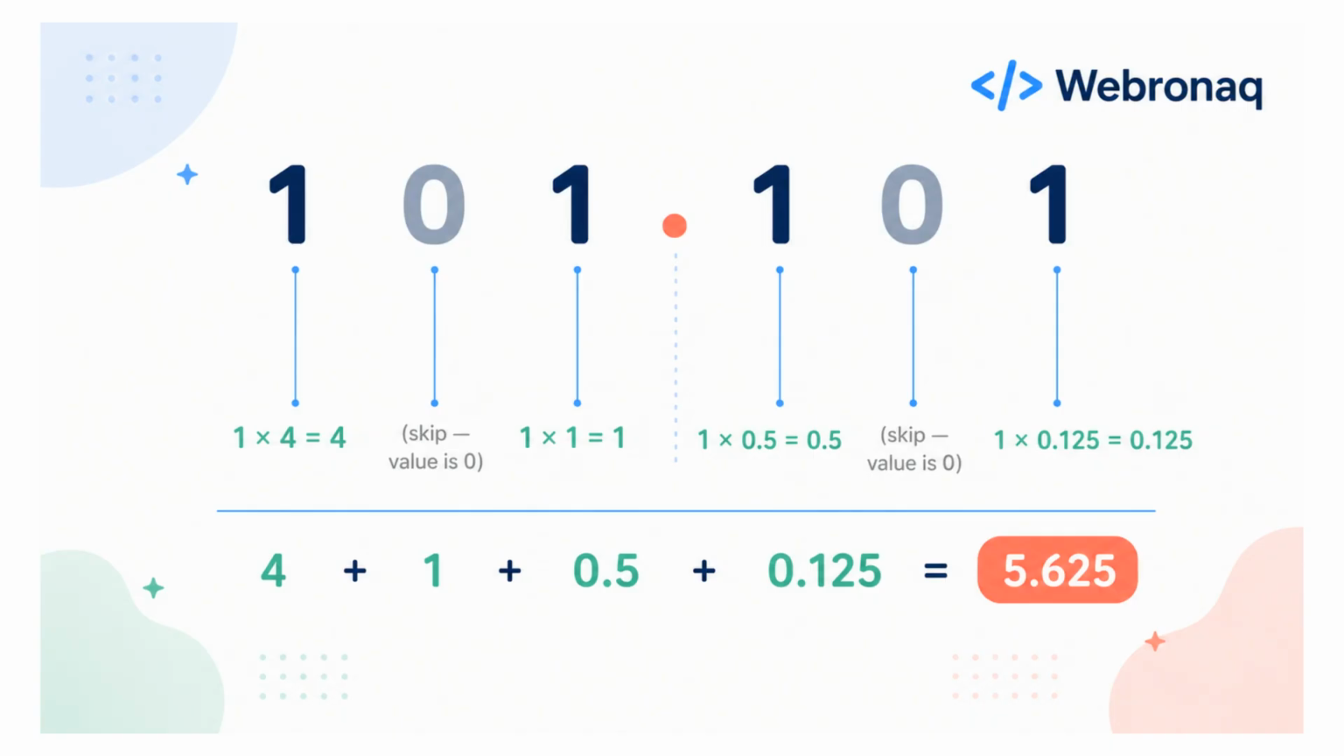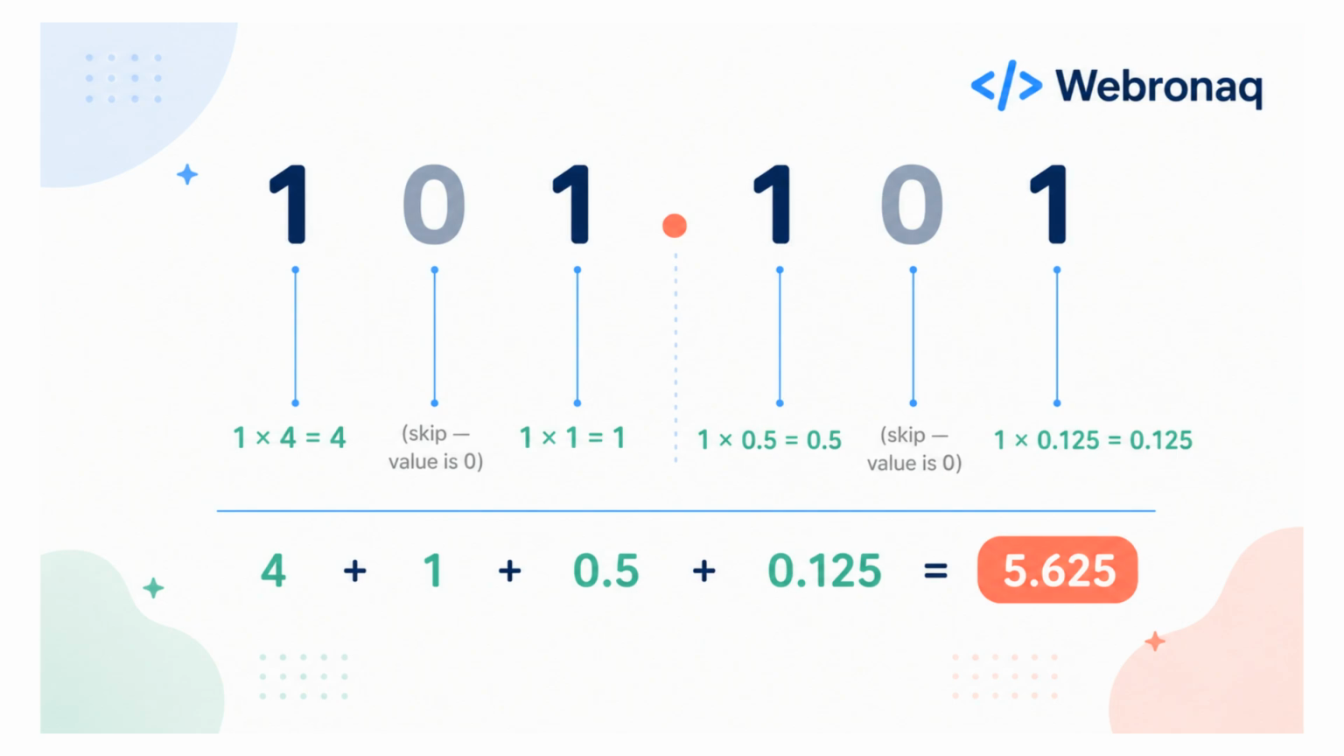That's 1. Now we cross the binary point. The next one is in the 1/2 place, so that's 0.5. Skip the next 0, and the last one is in the 1/8 place, which is 0.125. Add them all up, 4 plus 1 plus 0.5 plus 0.125, and we get 5.625. That's it. That's the whole trick. 101.101 in binary is just 5.625 in decimal. Pretty simple once you see the pattern, right?